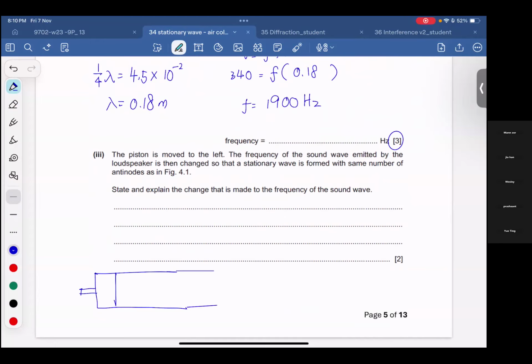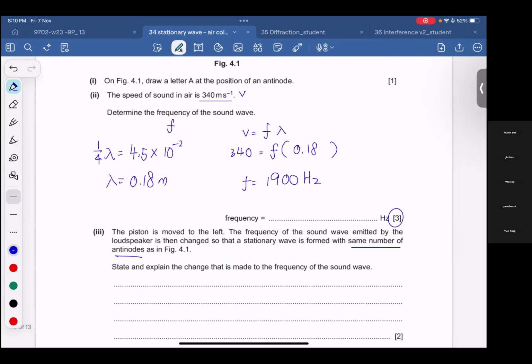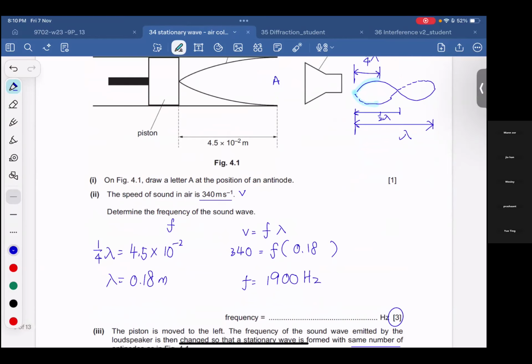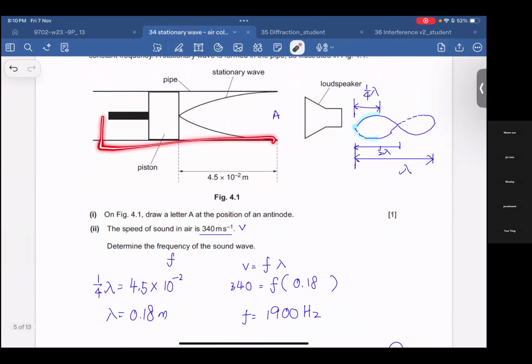Then they say that the frequency emitted is changed so that the stationary wave is formed with the same number of anti-nodes. So first, ask yourself, how many anti-nodes are in this figure 4.1? We only have one, right? So supposedly, when you move and make it longer, we will get something like this, and then like this. We get the second pattern. Supposedly, if we didn't change the frequency, I will get this.